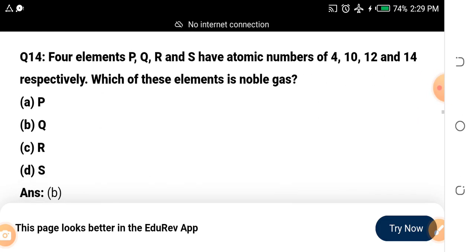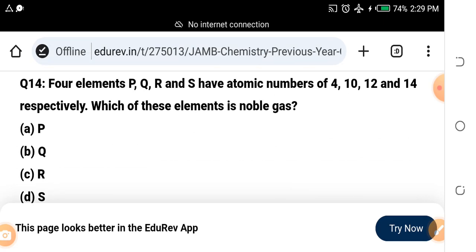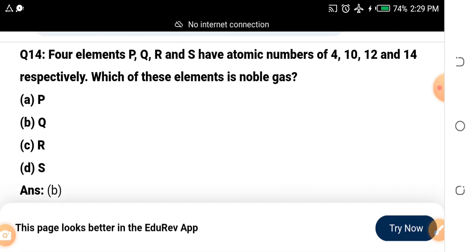Question number 14. Four elements P, Q, R, and X have atomic numbers 4, 10, 12, and 14 respectively. Which of these elements is a noble gas? You know noble gas. I will explain.